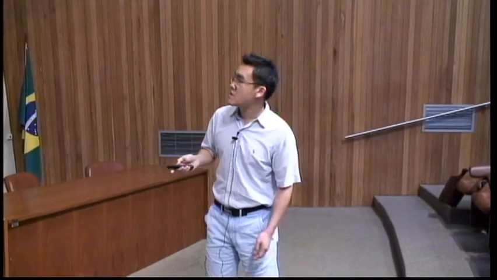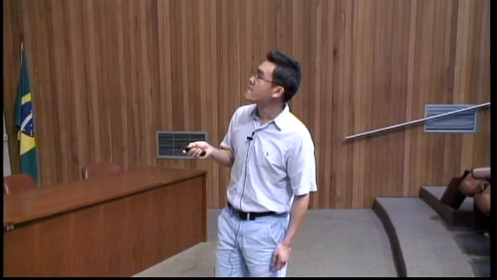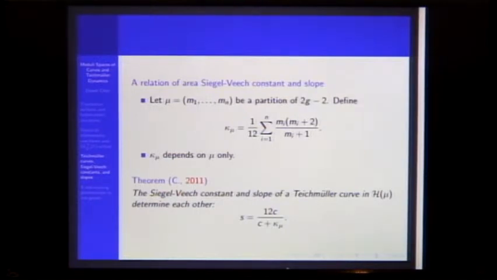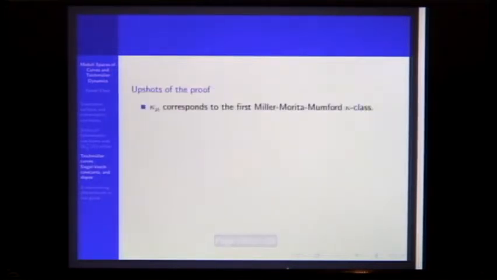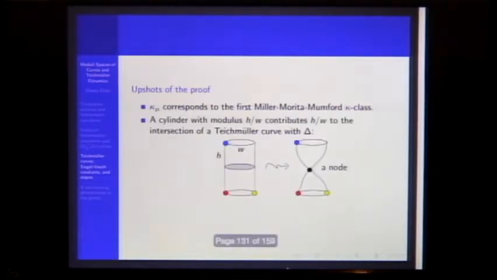So what goes into the proof? Let me just mention some upshots. We have this formula, and I want to link these two numbers together. At least let me tell you why they are related. The first upshot: this mysterious kappa mu comes from a calculation related to the Mumford kappa class, if you know what it is.